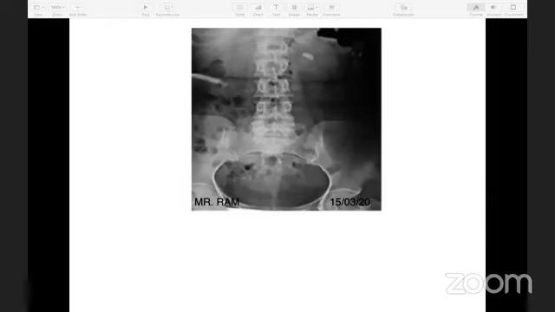X-ray KUB of Mr. Ram done on 15th March 2020. Position incomplete in both caudal and cephalic directions. Exposure adequate. Bowel preparation is okay. Soft tissue shadows, left kidney, bilateral psoas shadows, and bladder are seen. Bony shadows are normal. There is an abnormal radiopaque shadow visible in left renal area, suggestive of left renal calculus. There is an artifact on right side, which is not visible in other films.